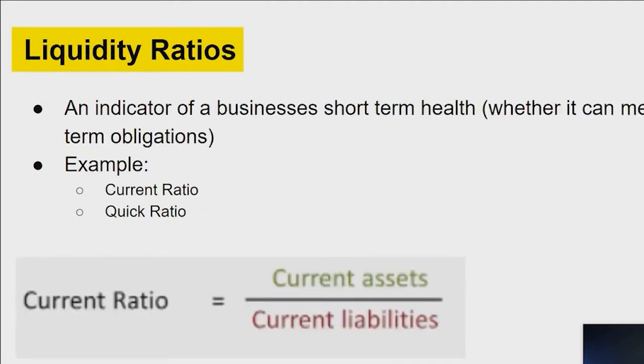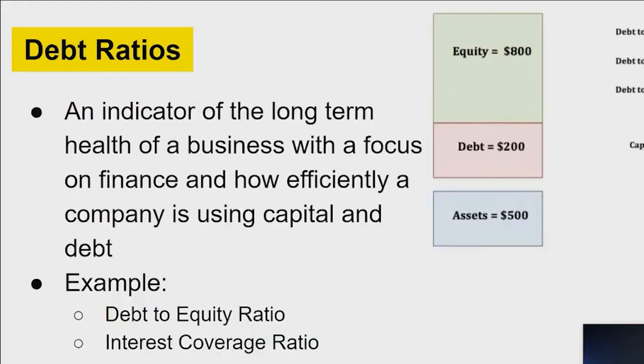Liquidity ratios are an indicator of a business's short-term health. And that basically means, can the business meet their short-term obligations? So a couple examples of this would be the current ratio and the quick ratio. Current ratio is current assets over current liabilities. Debt ratios, on the other hand, are an indicator of a company's long-term health. There's a focus here on a company's finances and how efficiently a company uses its capital and debt. So a few examples of this would be the debt to equity ratio as well as the interest coverage ratio.